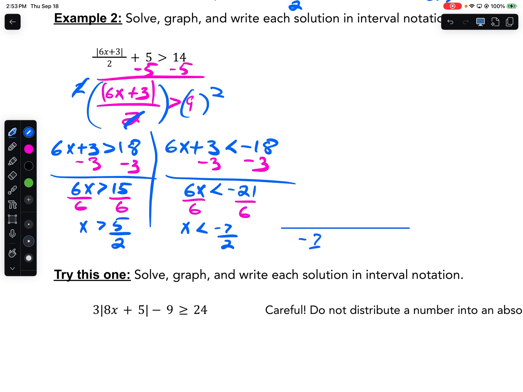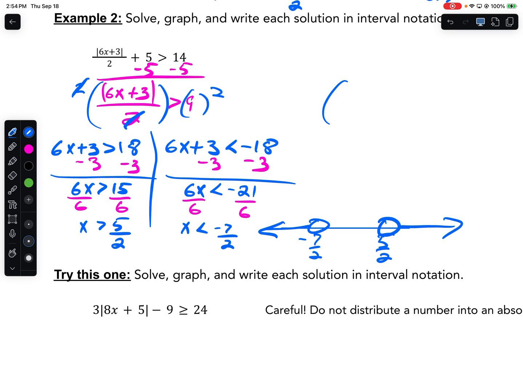So negative 7 halves over here. If you want to change it to decimal, I don't care. But why would you? You don't need to. So where do the arrows go? In or out? Out. Less than negative 7 halves, so this way. And greater than 5 halves, so that way.